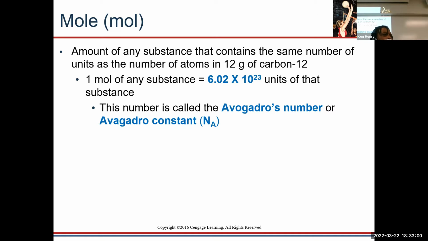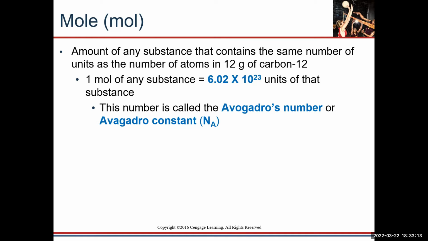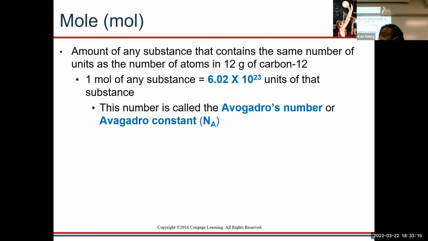You guys know what a dozen is? A dozen is 12. 12 of what? 12 of whatever, right? So I could have 12 wives. I could have 12 husbands. I could have 12 kids. I could have 12 cars, right? So it could be a 12 of anything. So if I say I have a dozen cars, you know how many cars I have, right? Well, that's the way the mole works, right?